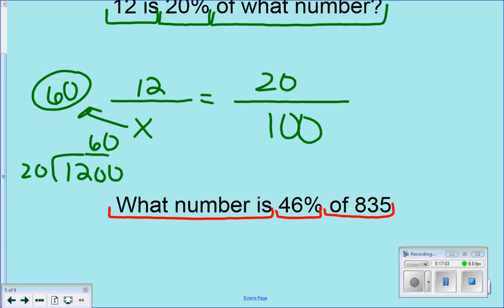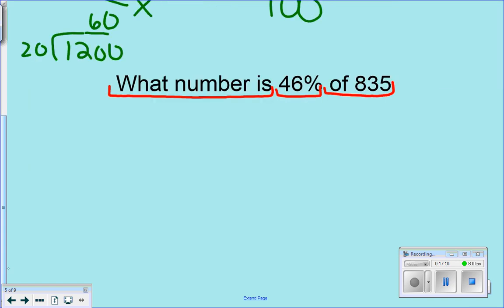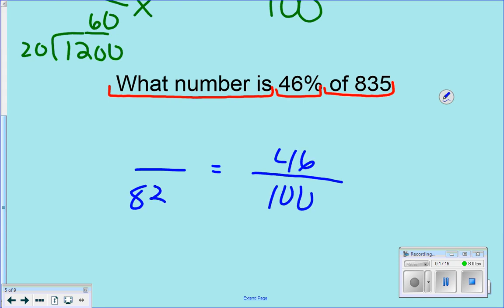Get it? But try your best. At least try your best. So if you set it up, this is what it should look like. 46 over 100 is equal to 835 over x. Is that what you did? Okay. And when you multiply these two, what did you get? Anybody get something that made sense?